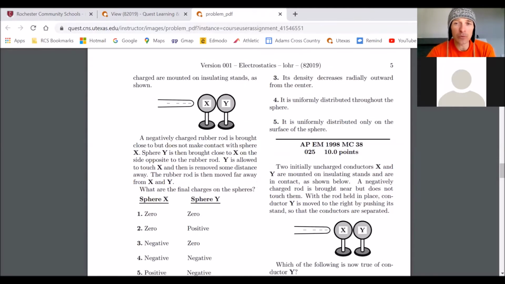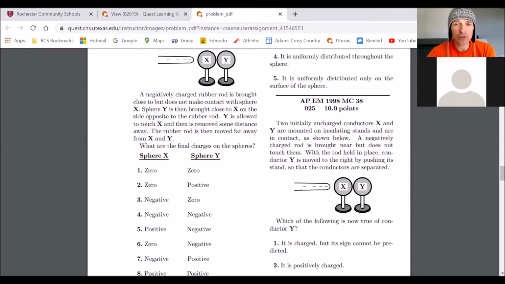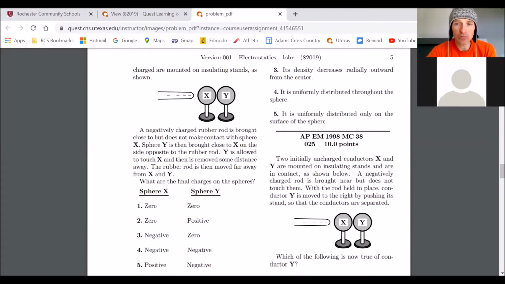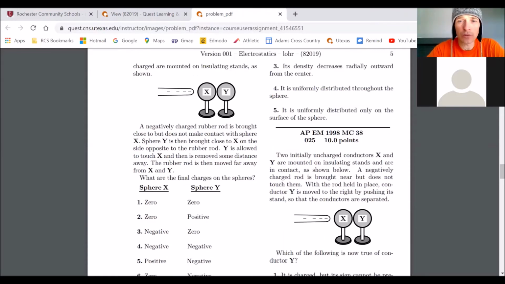So for me, answer number 5, because those charges are going to repel away and they're going to be found on the surface. There's a much more in-depth answer that we do when we start getting into AP physics stuff next year, in terms of the charge residing on the surface, but that's not for us this year. That was question number 24.